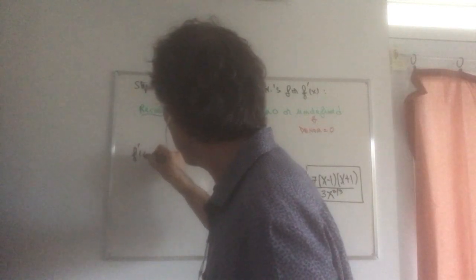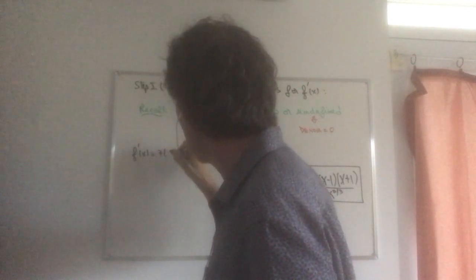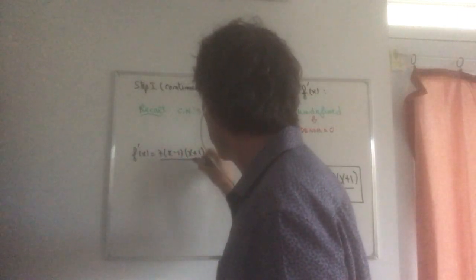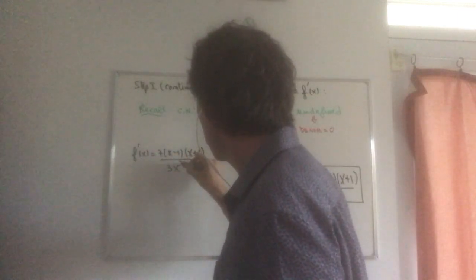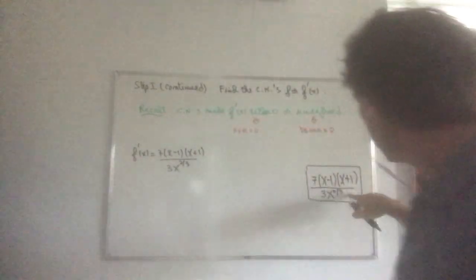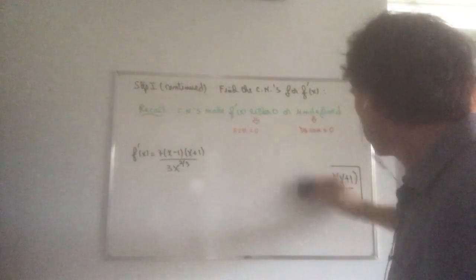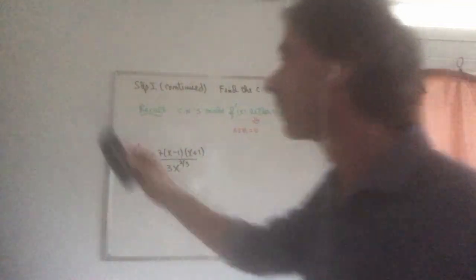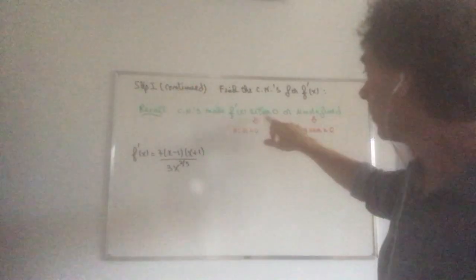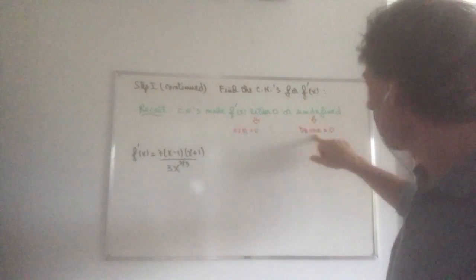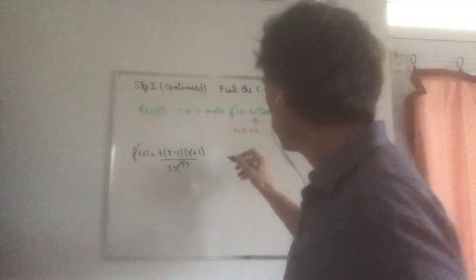We need to figure out where... let me rewrite f prime here the way we have it. 7 x minus 1 x plus 1 over 3 x to the 2/3. Did I copy this right? It looks good. I can erase this. So to find the critical numbers, I need to find the numerator equal to 0 and solve, and then the denominator equal to 0 and solve.